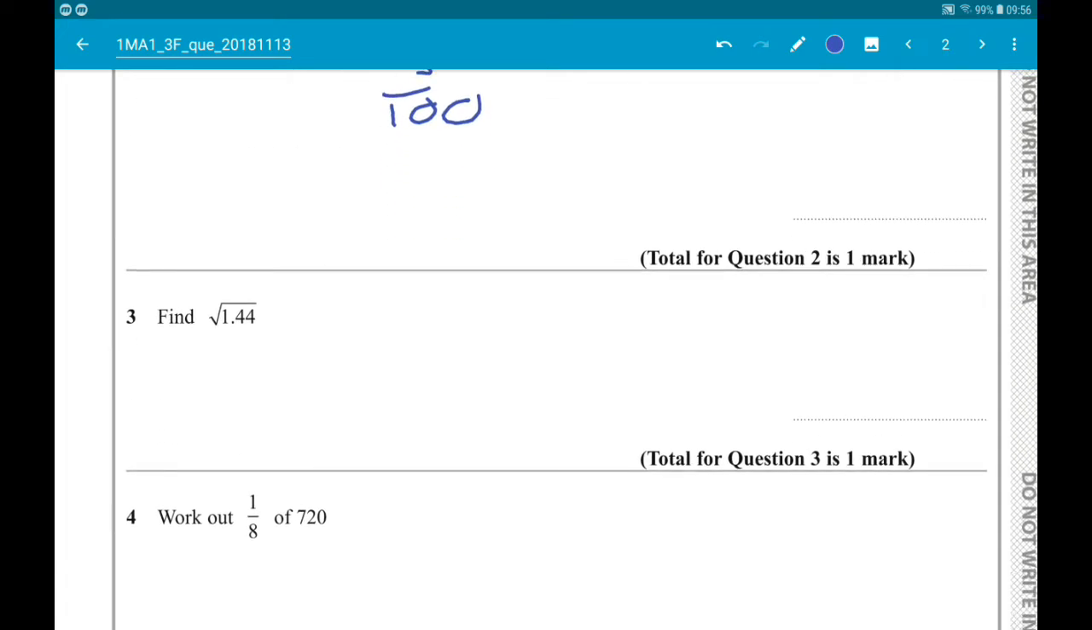Number 3, we want to find the square root of 1.44. Work it in your calculator and we will get 1.2. For number 3, it's just worth pointing out, if that was worth 2 marks, we would also need minus 1.2. Minus 1.2 times minus 1.2 is also 1.44. As it's only 1 mark though, we only need positive 1.2.